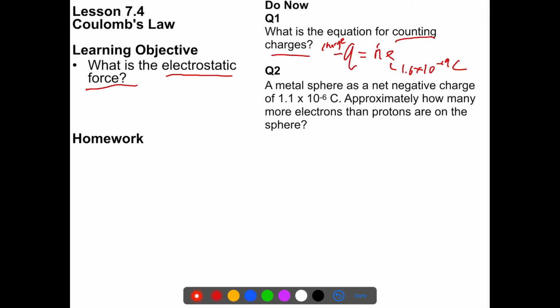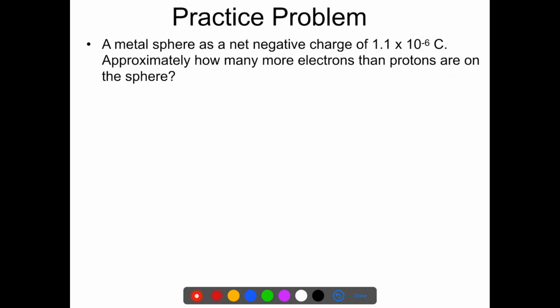So question 2. A metal sphere has a net negative charge of 1.1 times 10 to the negative 6 coulombs. Approximately how many more electrons than protons are there on the sphere? I just want to point out this 10 to the negative 6 is, if you look at your reference sheet, also this mu, or it's equal to micro. So you're often going to hear this called micro coulombs.